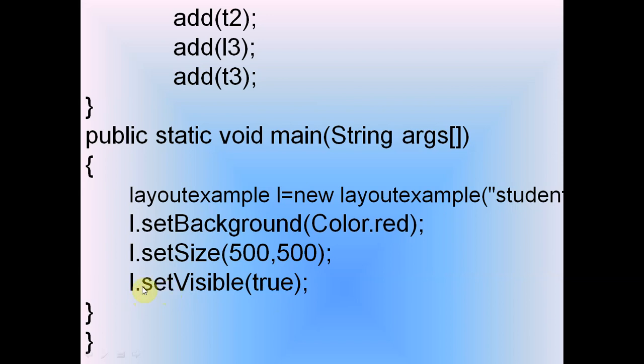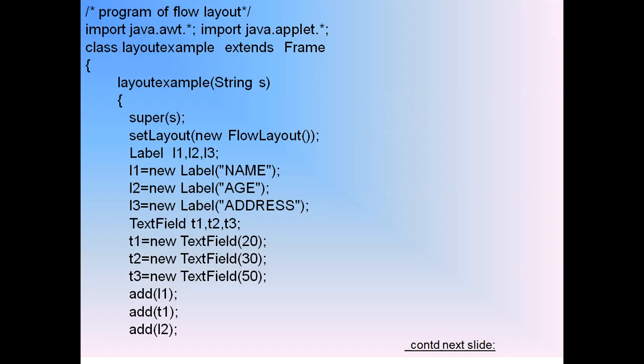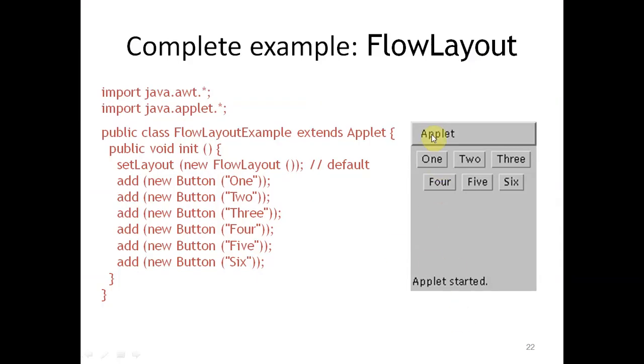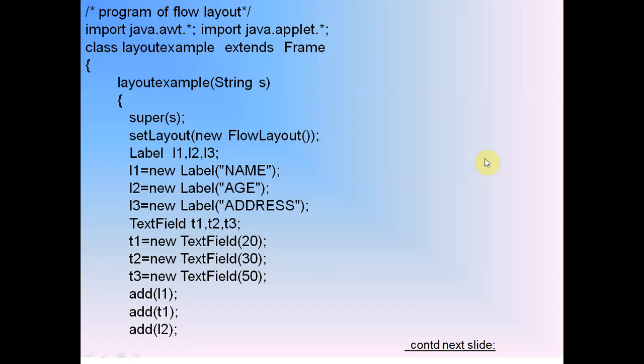When we write this statement and it executes, the frame becomes visible, and the label and text field will be displayed on this layout, meaning this frame. The name of the frame is student, so this way we can see the frame in a console application. In the previous program it was displayed on the applet, because the heading is applet. That one displays on the applet, while the other program displays on a frame.